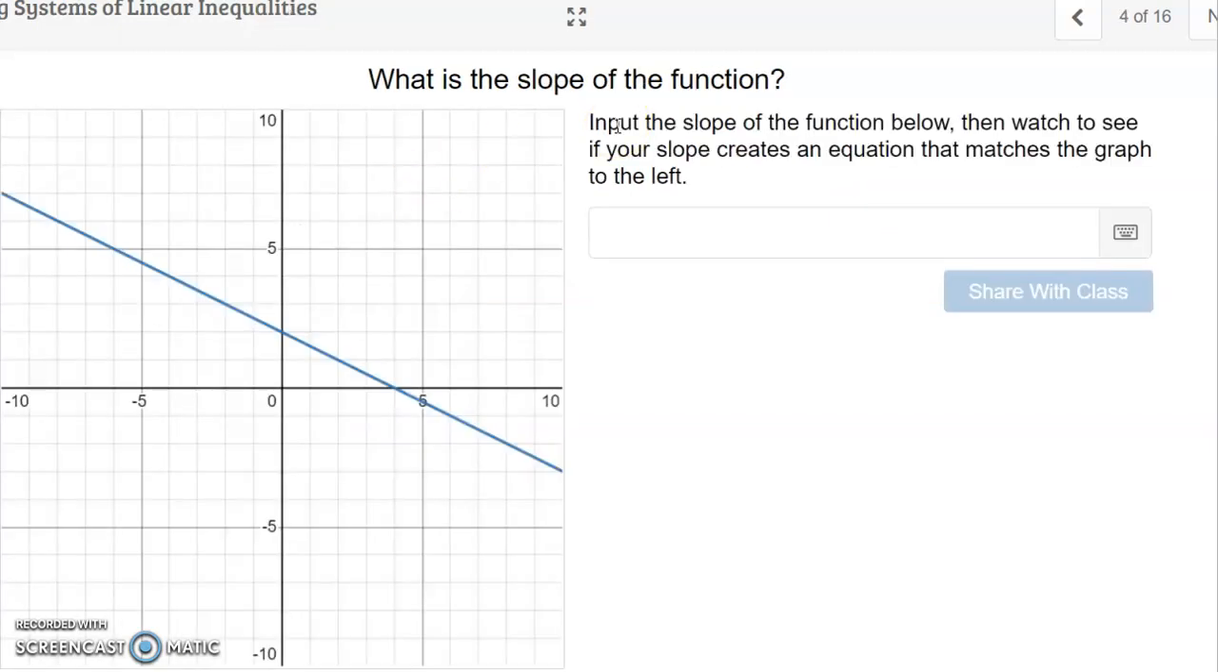All right, slide number 4. It says, what is the slope of the function? If I take my highlighter and go from this point to this point, I'm going to go down 1 to the right 2. Notice that I went down 1 to the right 2. So down means negative, so I have negative 1 over 2.